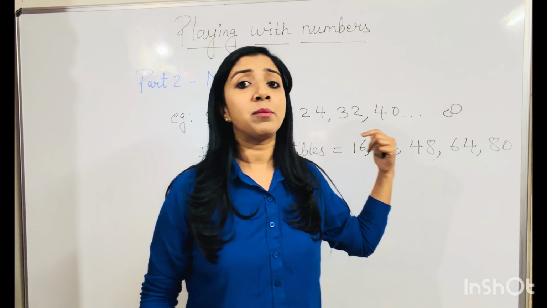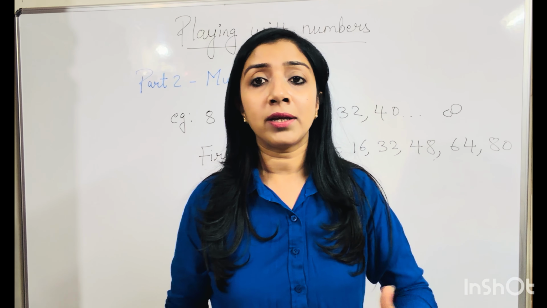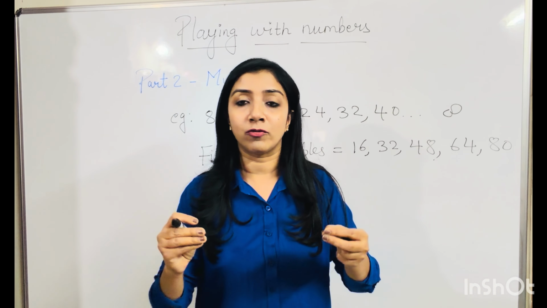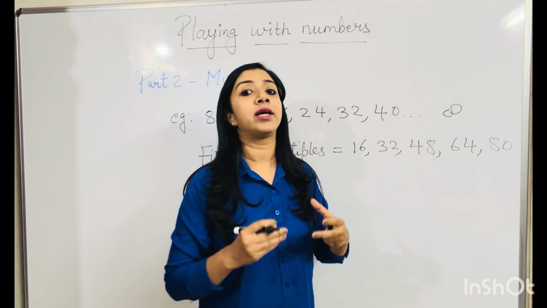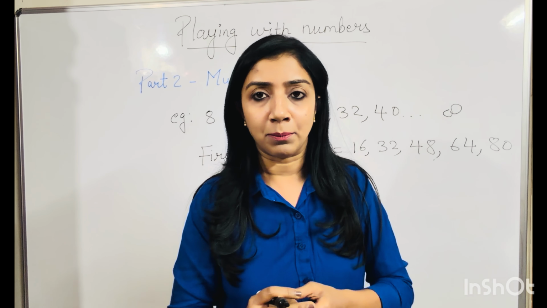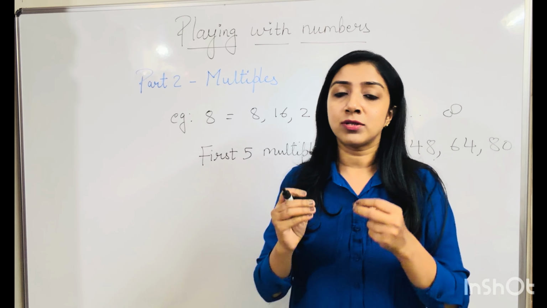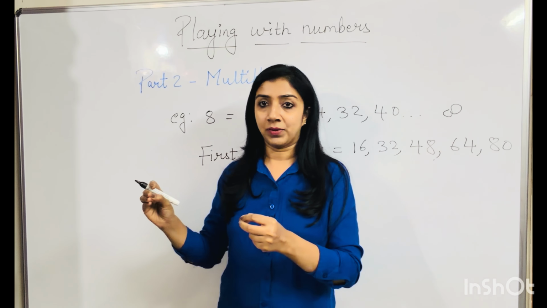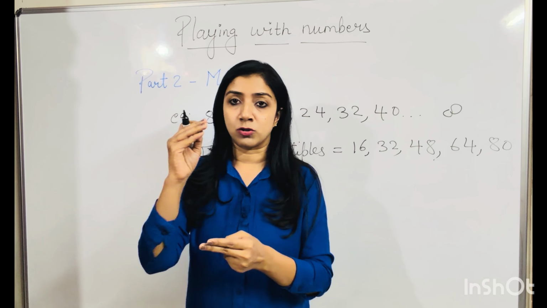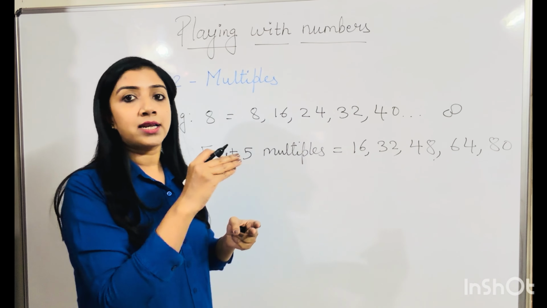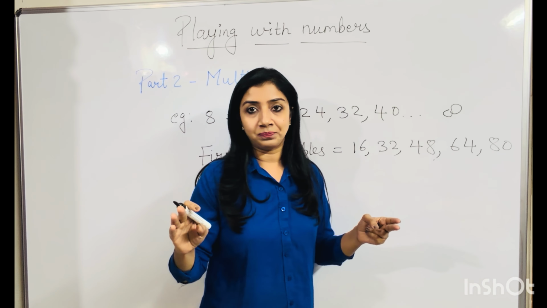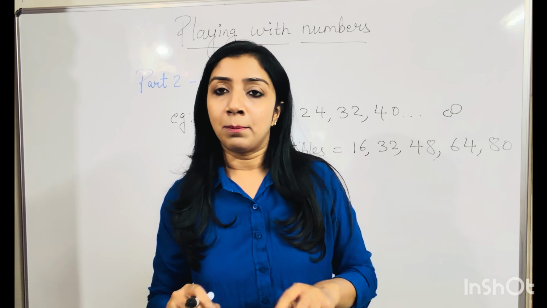So here what I'm doing, children? I'm simply writing the table of the given number. In this way it's very easy to calculate multiples of any number. What we need to do is simple multiplication from each factor. So 16 times 1, then 16 times 2, then 16 times 3, and so on. So this is all about multiples.